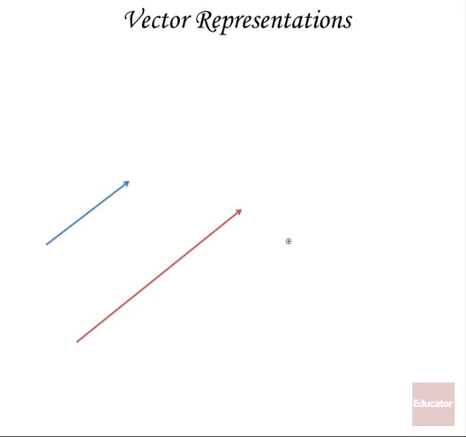So, let's take a look at a couple vector representations. Let's call this nice happy blue one A, and this red one down here B. Notice they both have the same direction, but A is much smaller than B. A has a smaller magnitude than B. B is a longer arrow, larger magnitude.